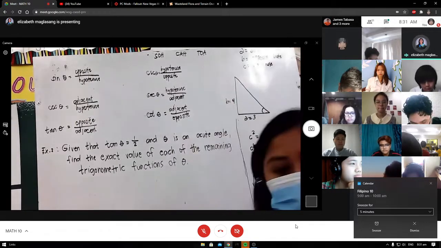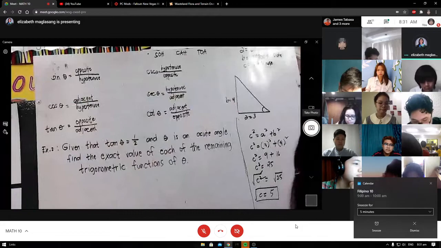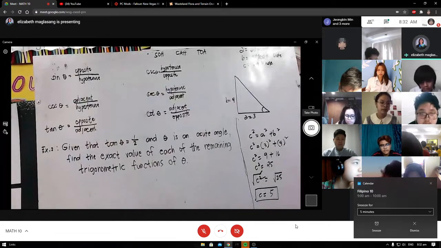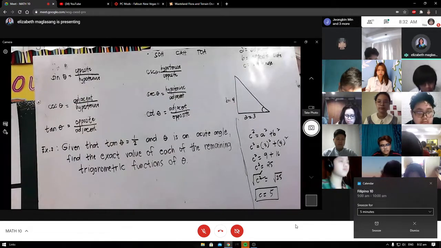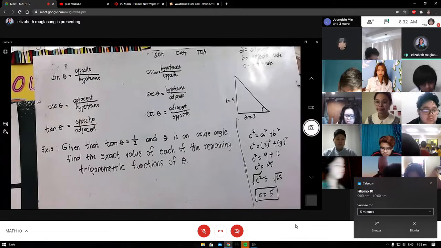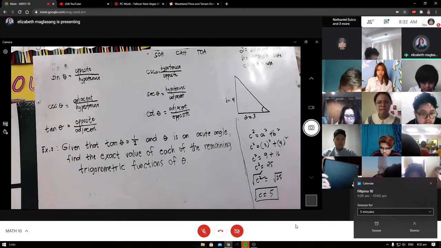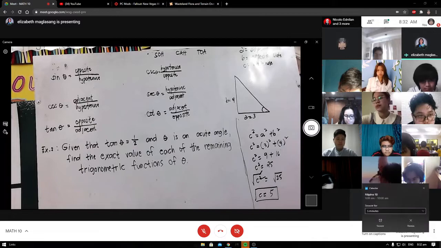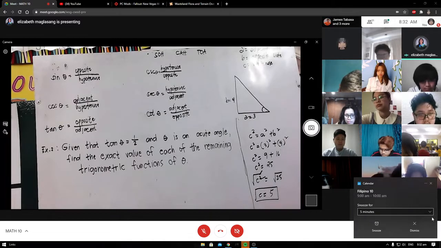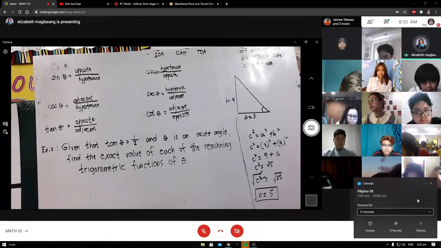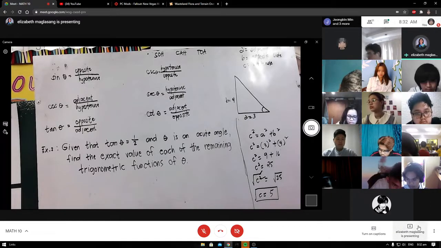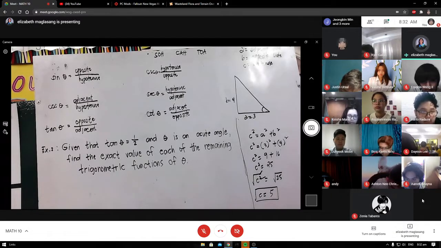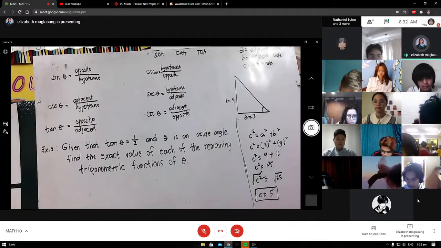Okay, can you see the problem here on the board? Can you answer this one on your math notebook? Given the tangent theta is equal to 1/2 and theta is an acute angle, find the exact value of each of the remaining trigonometric functions of theta. Exact value meaning you are going to rationalize the denominator if you have a radical sign in the denominator. Okay, do you follow, grade 10?